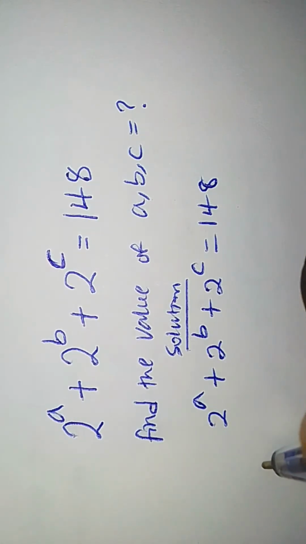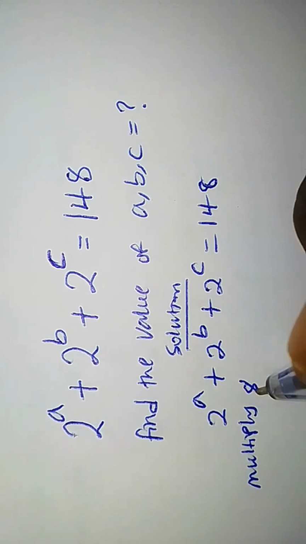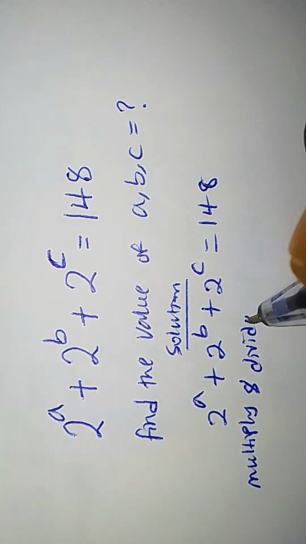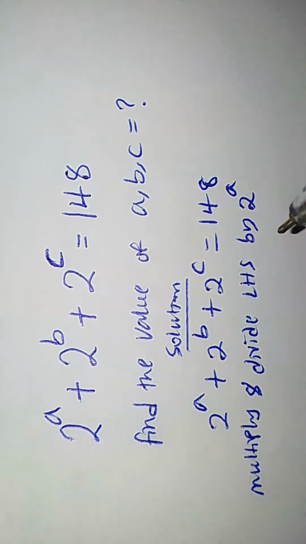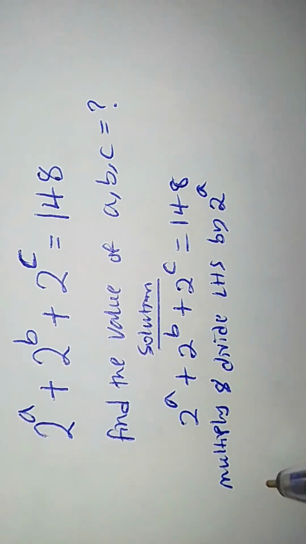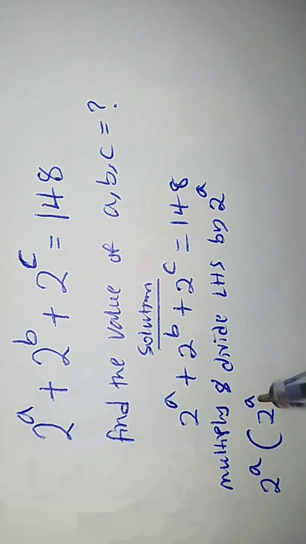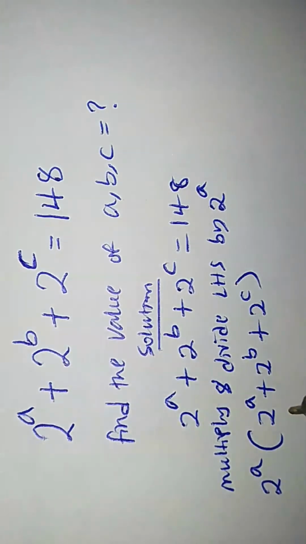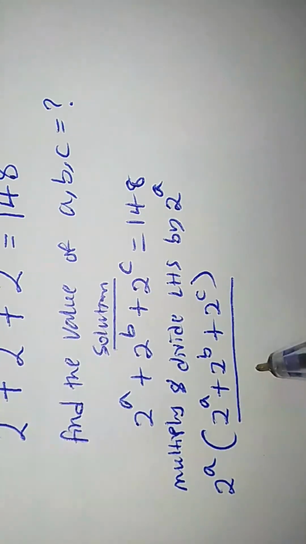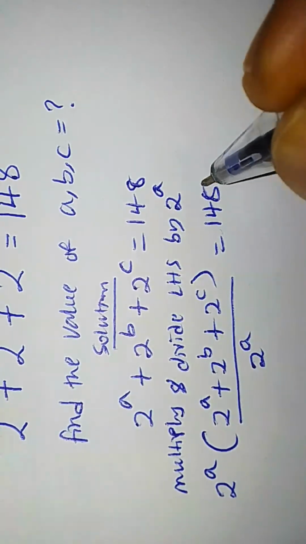The first thing we are going to do is to multiply and divide the left hand side by 2 raised to a. So that gives 2 raised to a into this 2 raised to a plus 2 raised to b plus 2 raised to c, all divided by 2 raised to a. This is equal to 148.